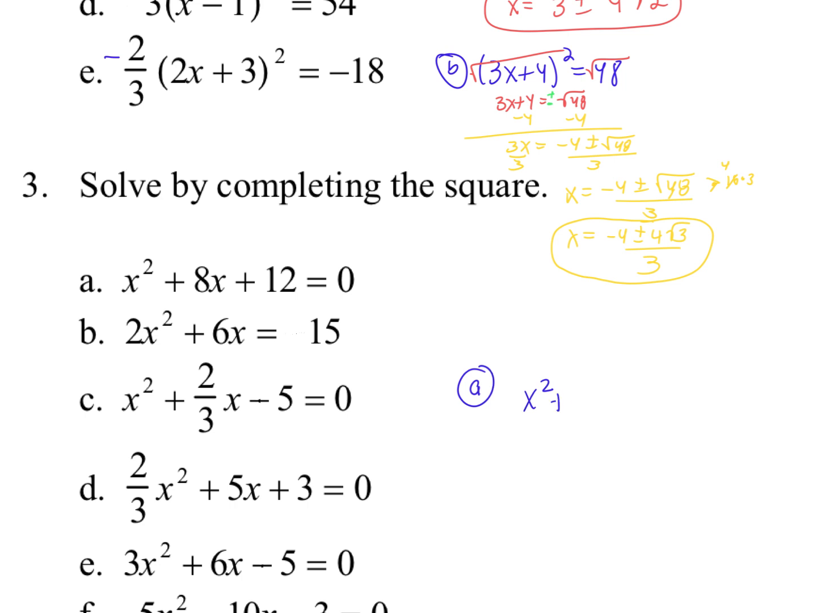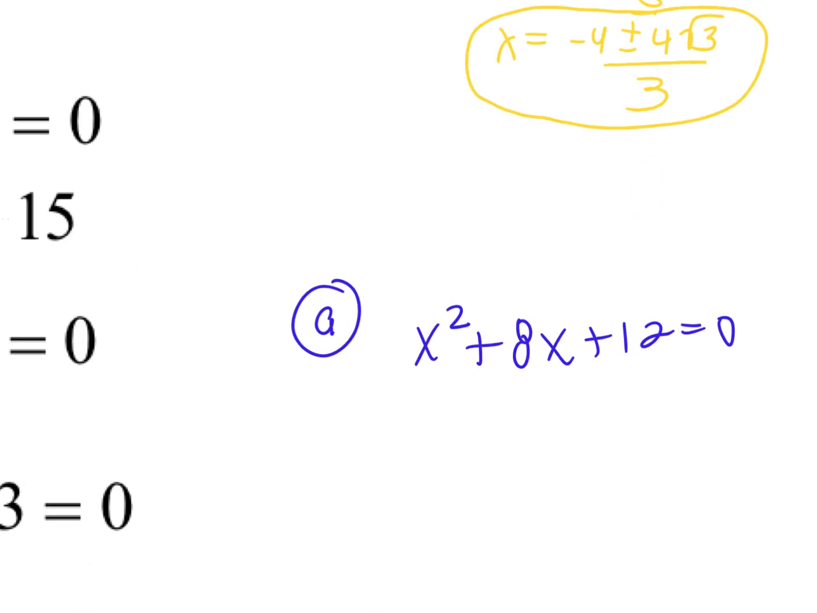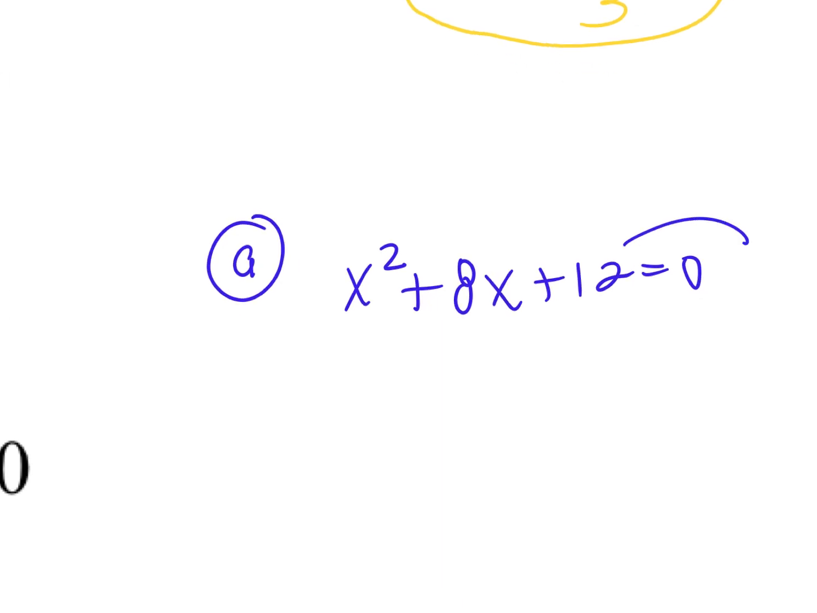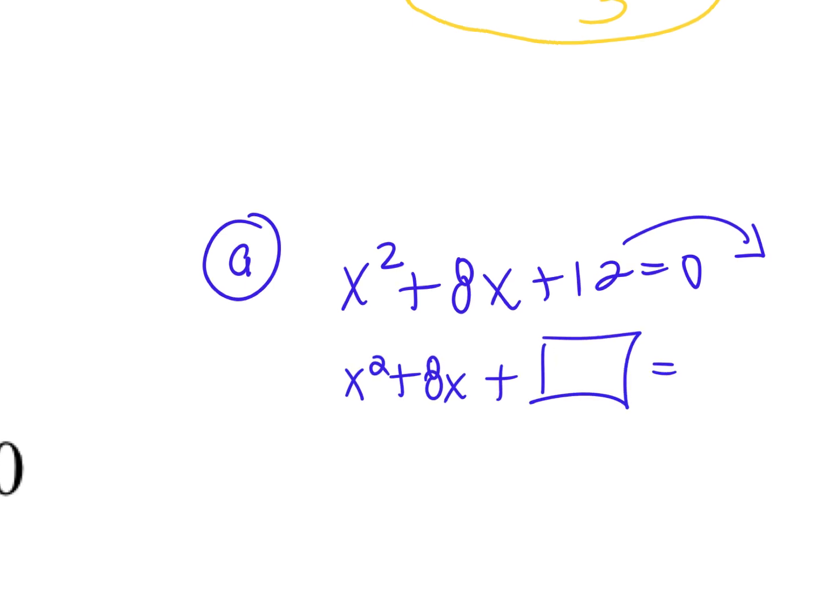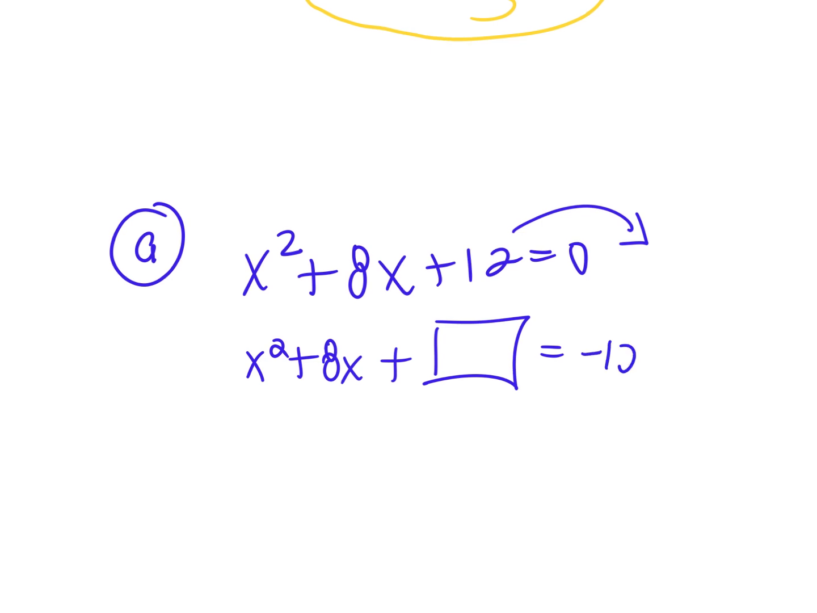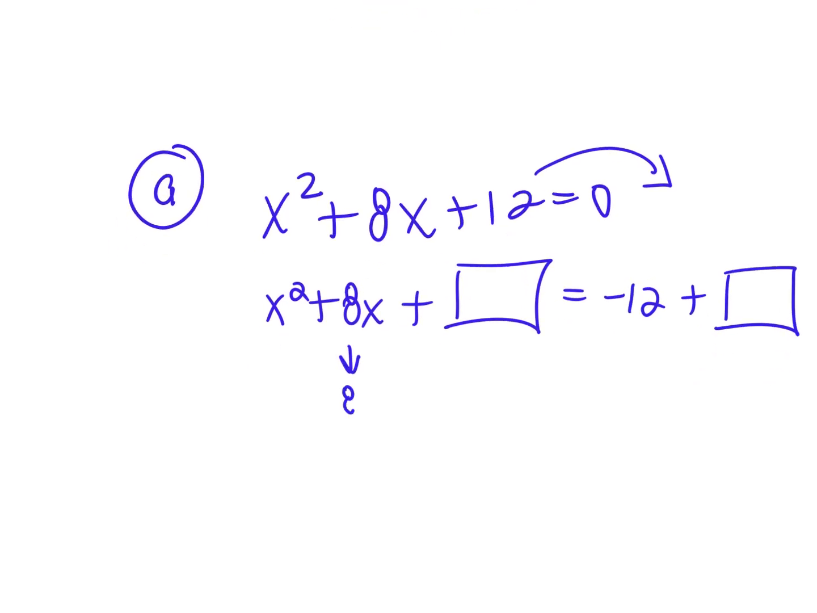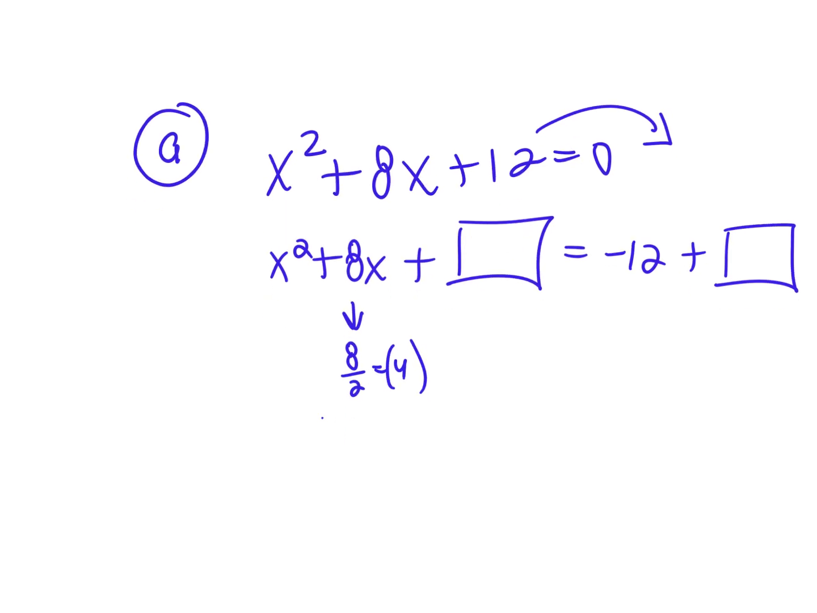X squared plus 8x plus 12 equals 0. First thing you want to look at is you want your A term to be a positive 1, and it is, so we're good. I'm going to take this 12 and move it over here. So x squared plus 8x plus your big box equals, when I move 12 over, it becomes negative 12 plus the big box. So we take our B term, which is 8, and divide it by 2, and I get 4. So over here, I have x plus 4 squared.